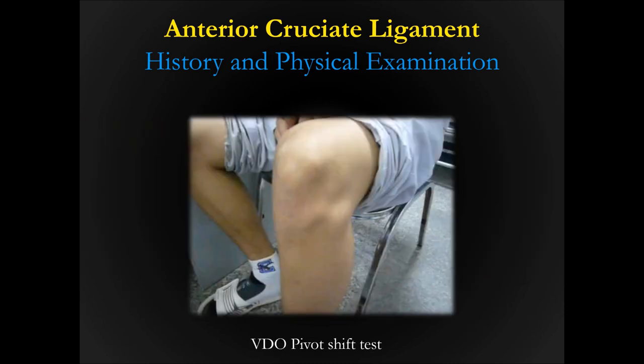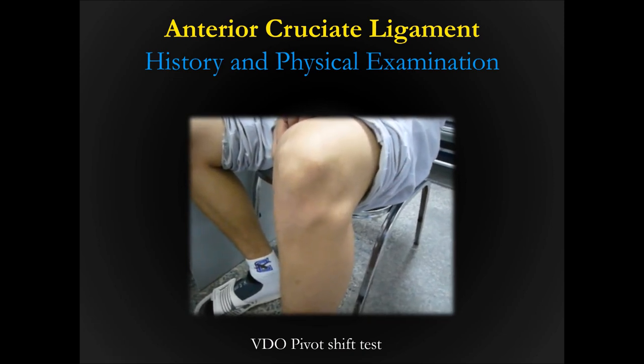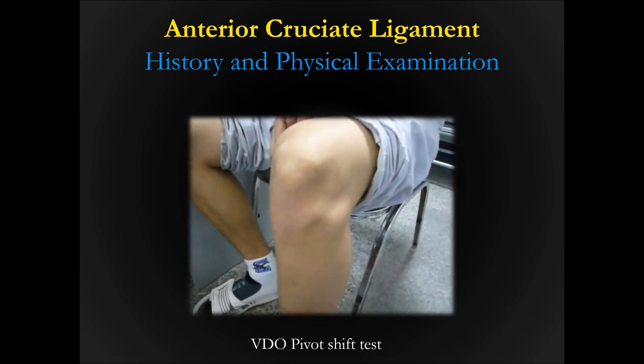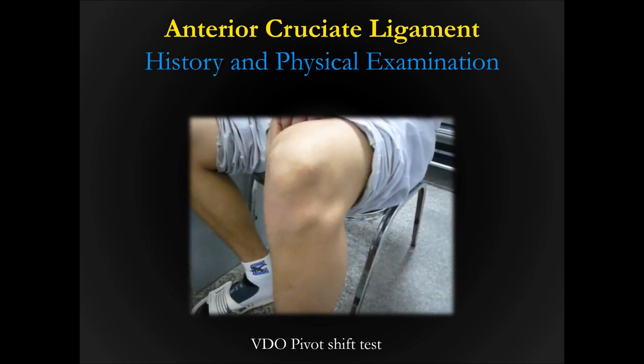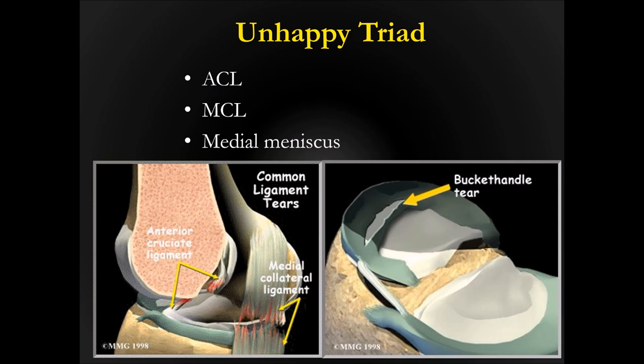Sometimes the patient can show you what's wrong with my knee, doctor. Sometimes the patient shows you like this, that he has an unstable knee. ACL injury is always combined with other ligament or meniscus injury. Sometimes I say ACL, but many times it's not only ACL. The MCL is very common because when you twist the knee, there is also valgus, so you have MCL injury also.